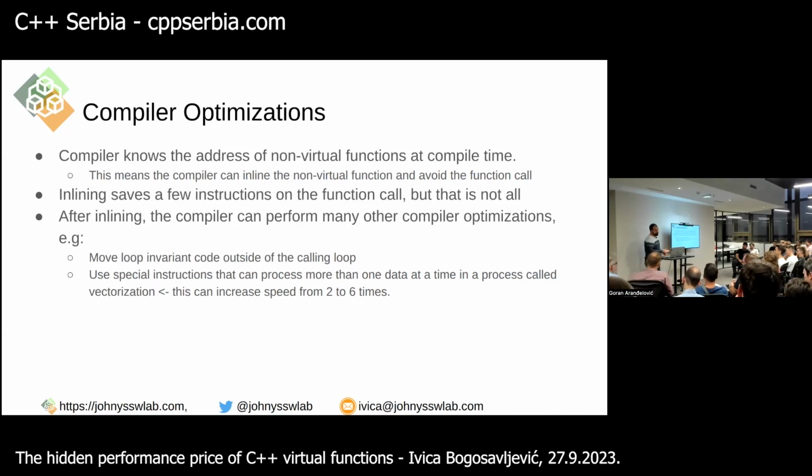So what kind of optimization can the compiler do? If you have a loop and inside the loop you are calling a function, if there is some expression that is loop invariant, it's constant inside the loop, the compiler can just evaluate it once. It can move it outside of the loop and make a smaller loop, and then it will be faster. Also, the compiler can use special instructions to process more than one data at a time in a process called vectorization, and you can typically see an improvement of 2 to 6 times in speed.